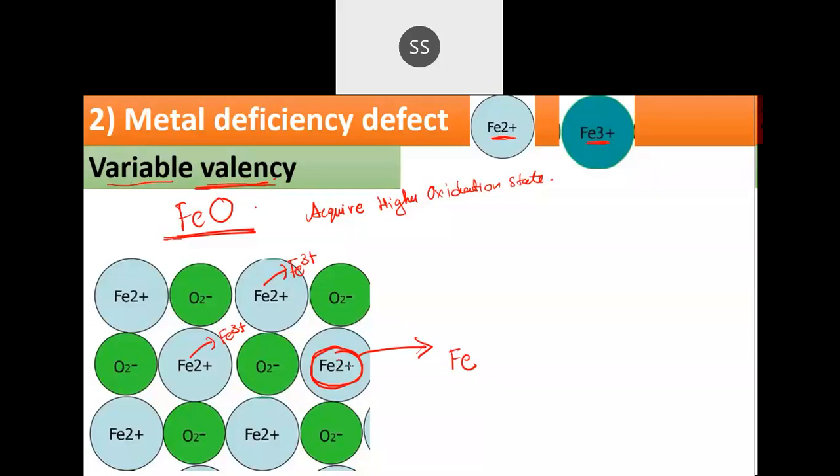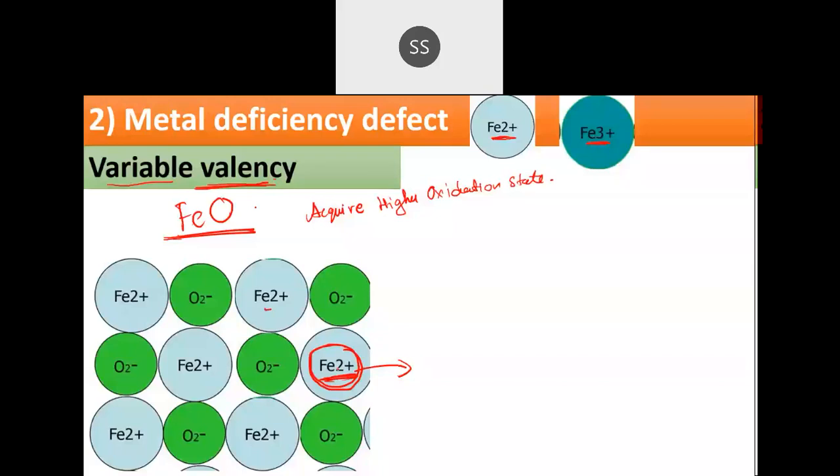I will repeat once again. When iron oxide crystals, FeO, are prepared, imagine if one ion has gone missing from the lattice. If one Fe2+ has gone missing from this lattice, then the overall crystal will have more oxygen compared to iron. The 2 positive charge will be less, so that 2 positive charge has to be satisfied. So the other neighboring Fe2+ ions will try to satisfy this.